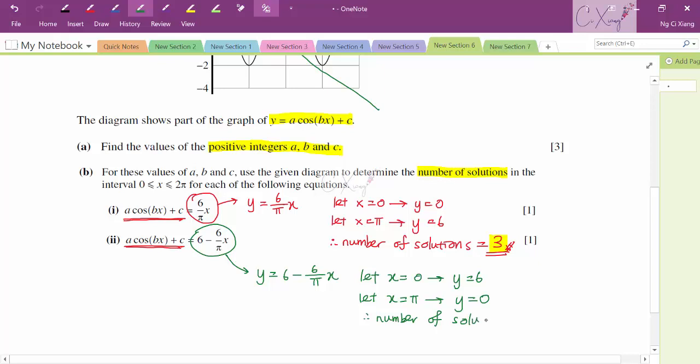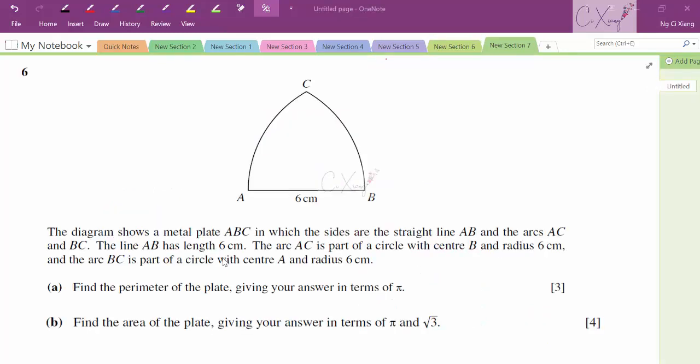Why is it equal to 2? Because you can observe that there are 2 intersection points when you try to plot the straight line and also the curve. Okay, so this is how we solve this kind of question.